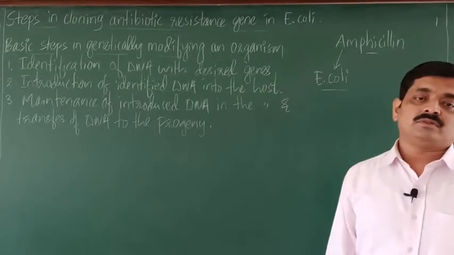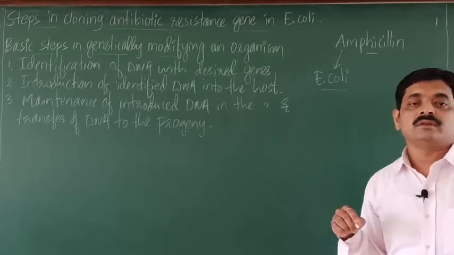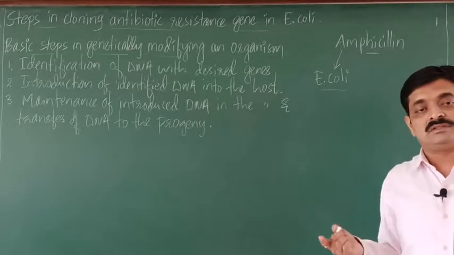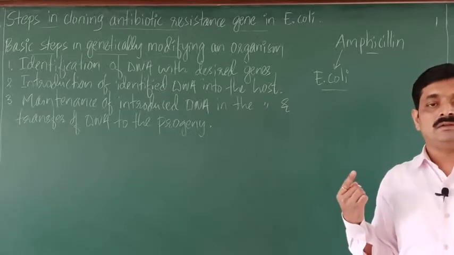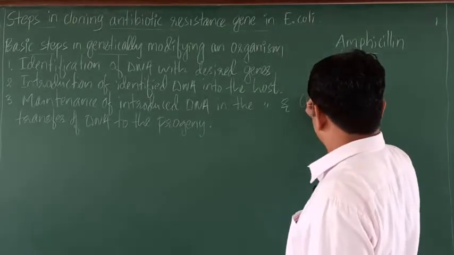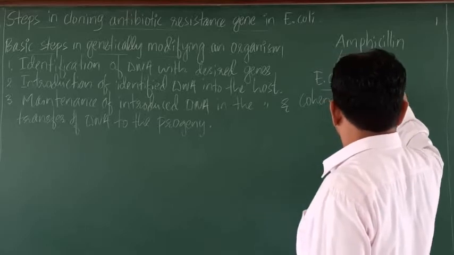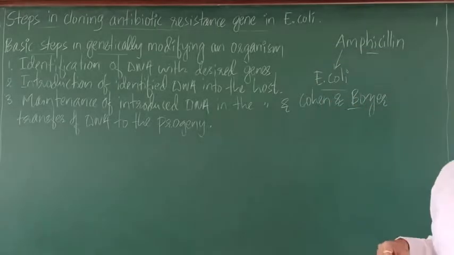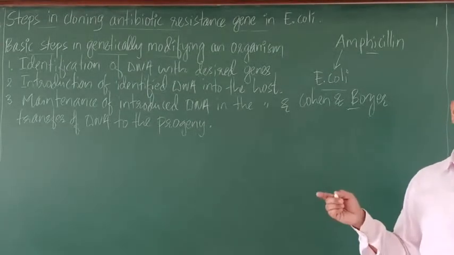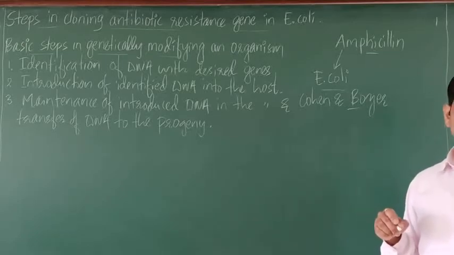So what are the steps in cloning antibiotic resistance gene in E. coli? The two scientists who first discovered the recombinant DNA are Stanley Cohen and Herbert Boyer. So Cohen and Boyer followed certain steps to clone this gene in E. coli. What they did, first they took the plasmid.